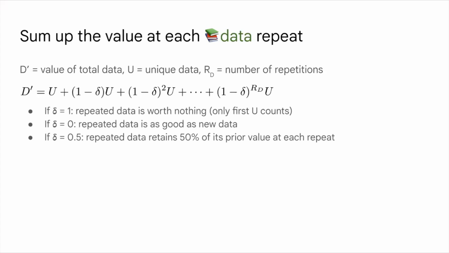And here, if delta is 1, then this is as if the entire value immediately decays to 0 after the first repetition. So all the other U's just become 0 and just the first one remains. Inversely, if it's 0, then it is as if repeated data is just as good as new data, because it's just U plus U plus U plus U. However, both of those scenarios are quite unlikely, given the plots we saw earlier. It's probably somewhere in between. For example, if it were 0.5, then it would retain 50% of its value at each repetition.